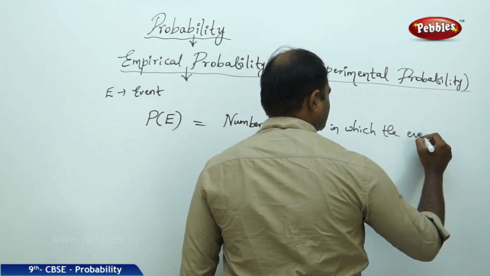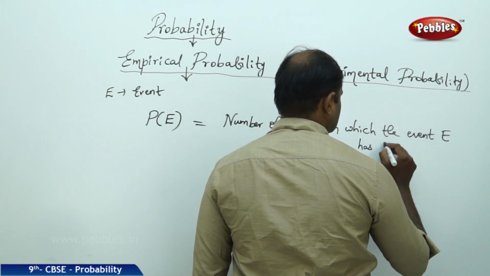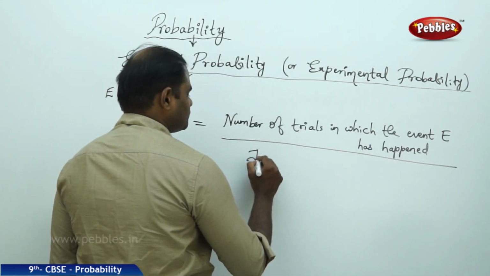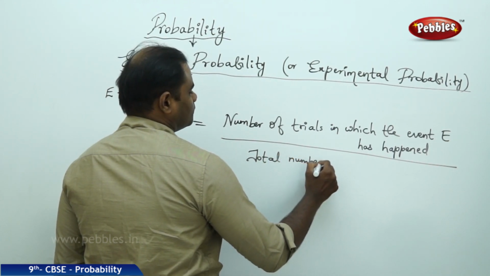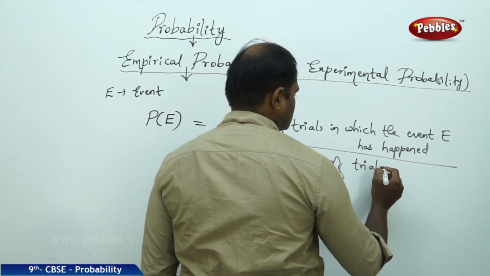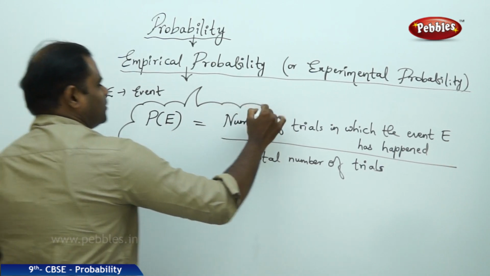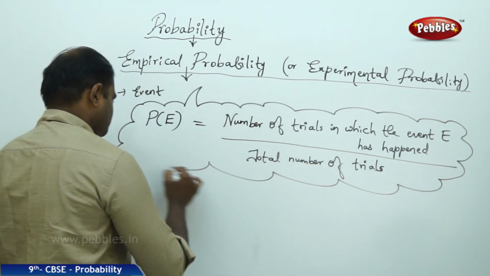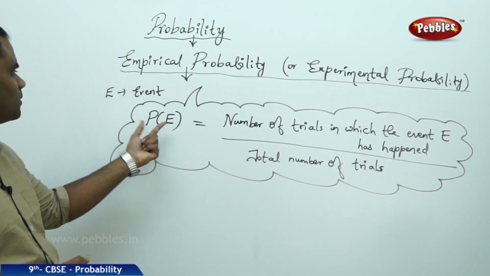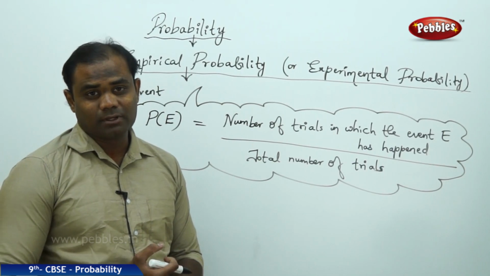in which the event E has happened by total number of trials. Total number of trials is how we define the empirical probability. So here the empirical probability or experimental probability of an event E is said to be number of trials in which the event E has happened and by total number of trials.